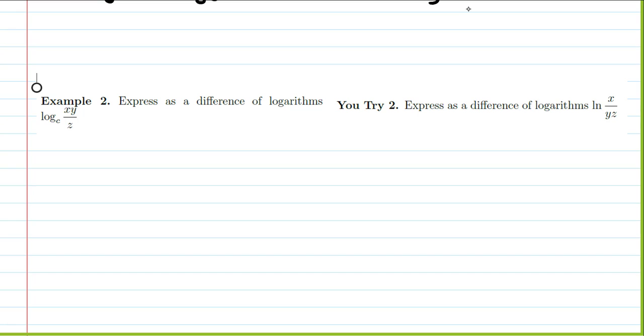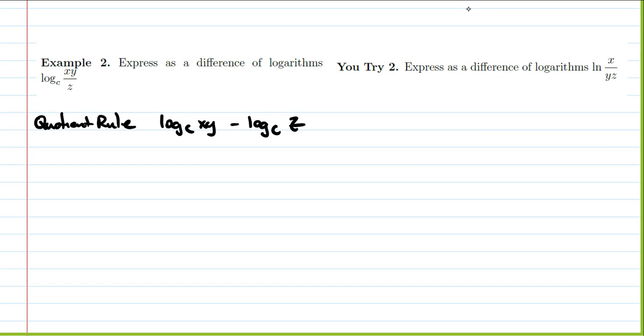So when we do our quotient rule on this first part, so when we use our quotient rule, we're going to get the logarithm base c of xy minus the logarithm base c of z. We can then expand using our product rule.